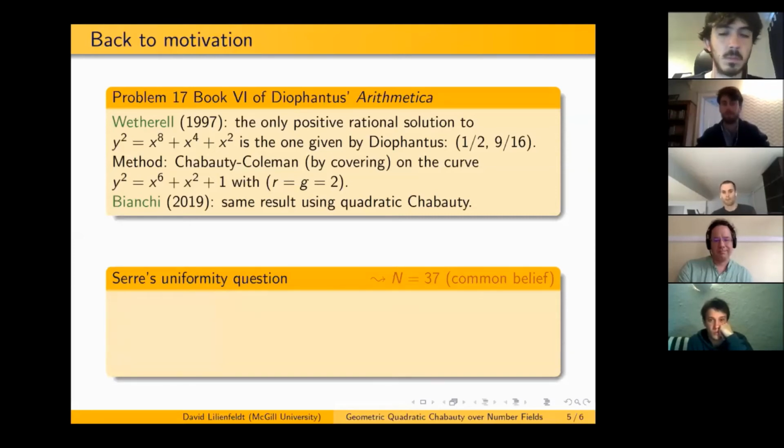What about Serre's uniformity question? The common belief is that for any prime l greater than 37 and any non-CM elliptic curve, the residual Galois representation is surjective. Okay. So how do you tackle such a question? Well, if the Galois representation is not surjective, then the image must land in some maximal subgroup of GL2(F_l). And these can be categorized as being exceptional groups, Borel subgroups, split Cartan, or non-split Cartan.